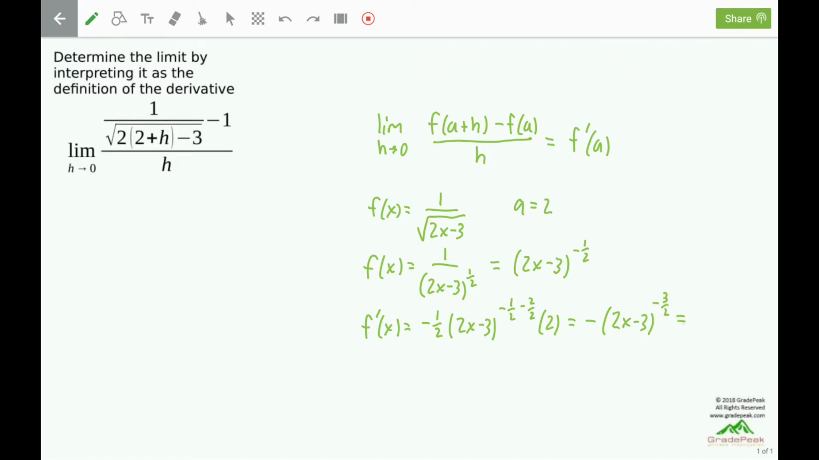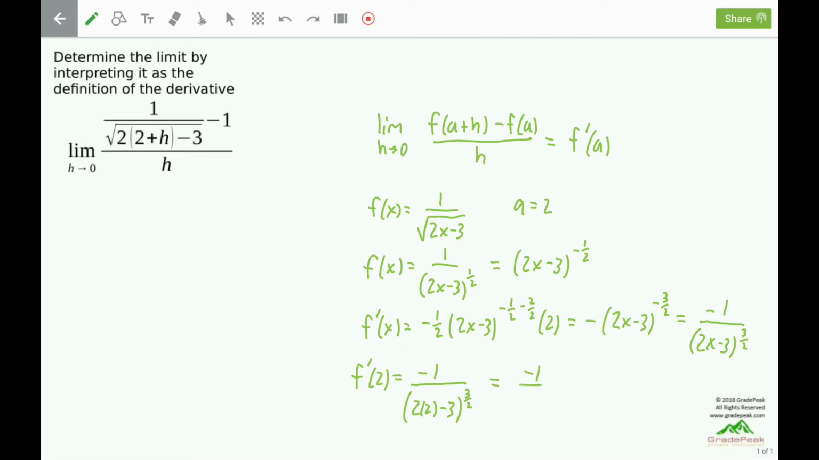I can move that back to the denominator, leaving the negative with a 1 in the numerator. And we will have a 2x minus 3 in the denominator. It will now be to a positive 3 halves power. We want to evaluate that at the a value of 2, f prime of 2, which is going to be negative 1 over 2 times 2 minus 3, all raised to the 3 halves power.